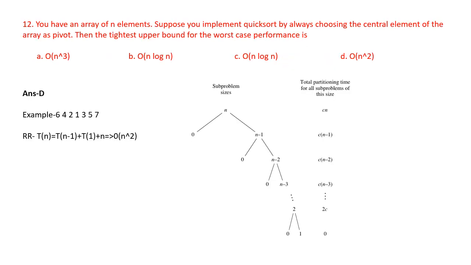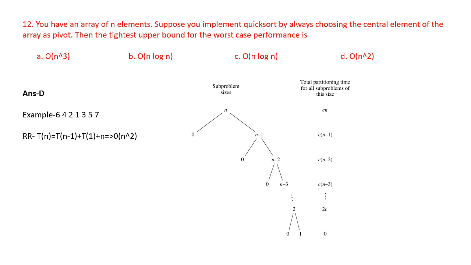The next question is about the quicksort algorithm. You have an array of n elements. Suppose you implement quicksort by always choosing the central element of the array as pivot, then what is the tightest upper bound for the worst case performance? For a clear visual of the solution, I have taken an example. Suppose the array has elements 6 4 2 1 3 5 7. We choose the central element as pivot.